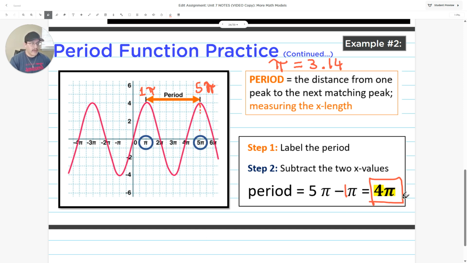And again, this is just a number. Basically, this is saying 4 times pi. So 4 times 3.14, which will be about 12 point something. Sometimes we like to keep it in terms of pi so that it is an exact number instead of a rounded number like we have right here. But anyways, this is it for period in terms of this problem.